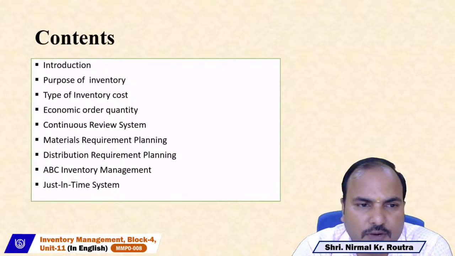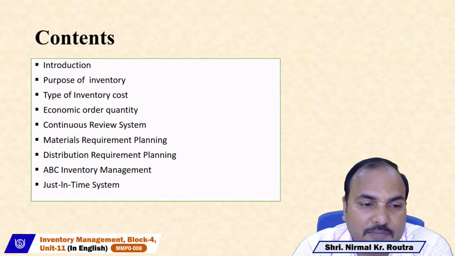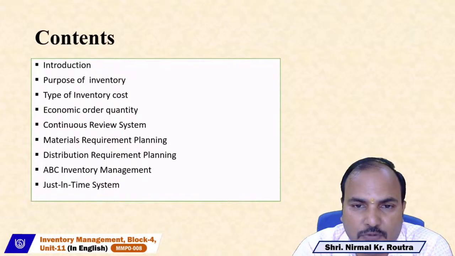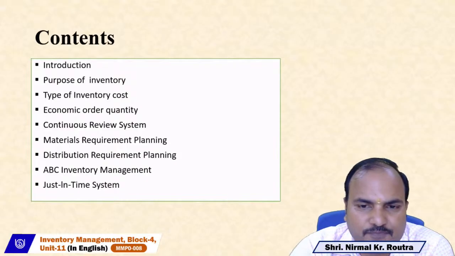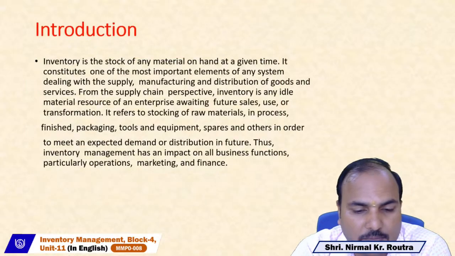Then we will discuss economic order quantity, continuous review system, materials requirement planning, and distribution requirement planning. Then ABC inventory management and just-in-time system. These are the two important techniques of inventory management we will discuss today. After completion of this chapter, all of you will be able to understand all these concepts and techniques. So let us start Unit 11, which is about inventory management.